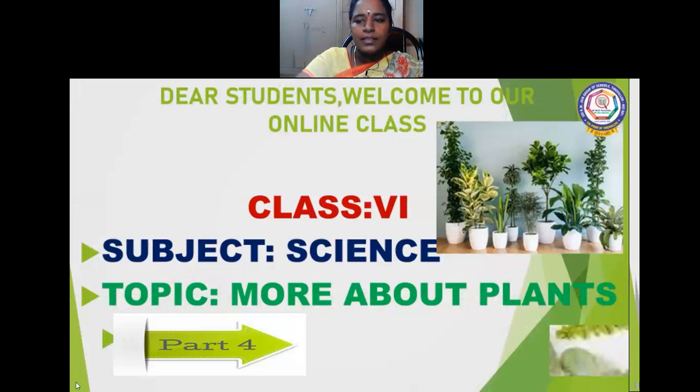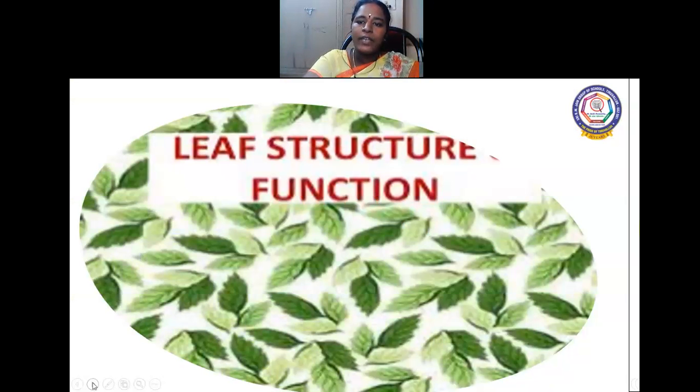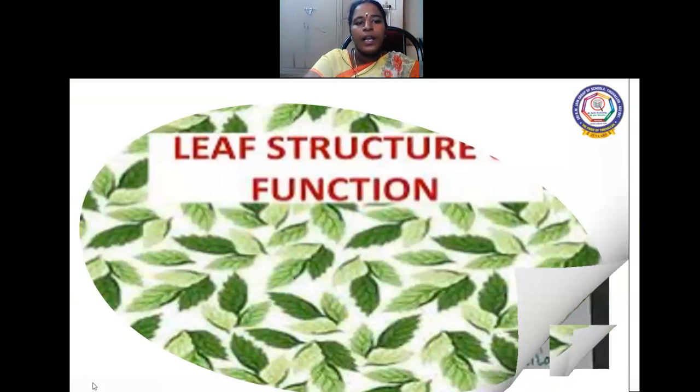Class 6, Subject Science, topic More about Plant, Part 4. Leaves. Last class we discussed about stem, and this class we are going to discuss about leaf. Structure of leaf and functions we are going to discuss.